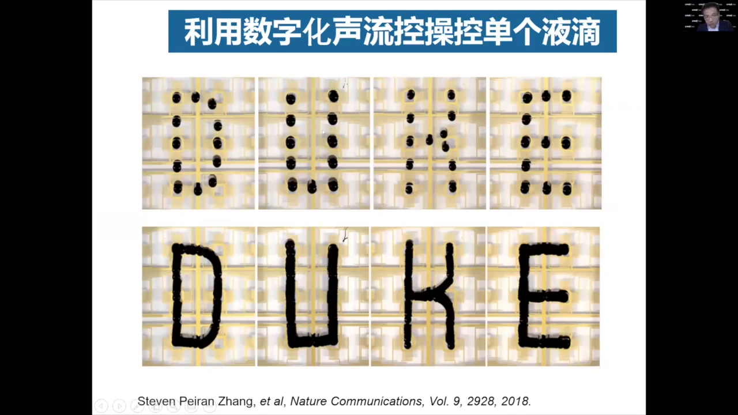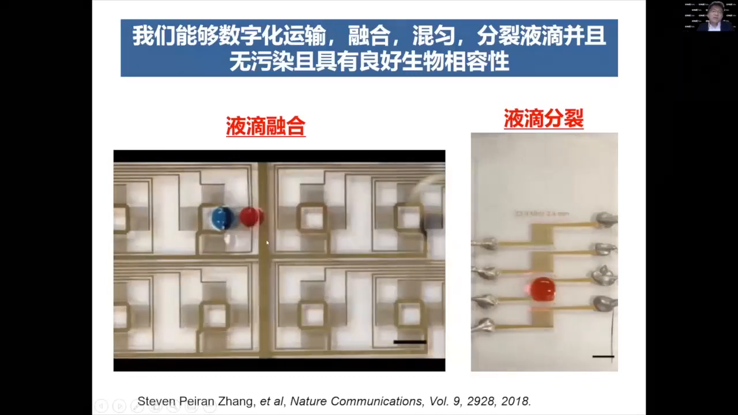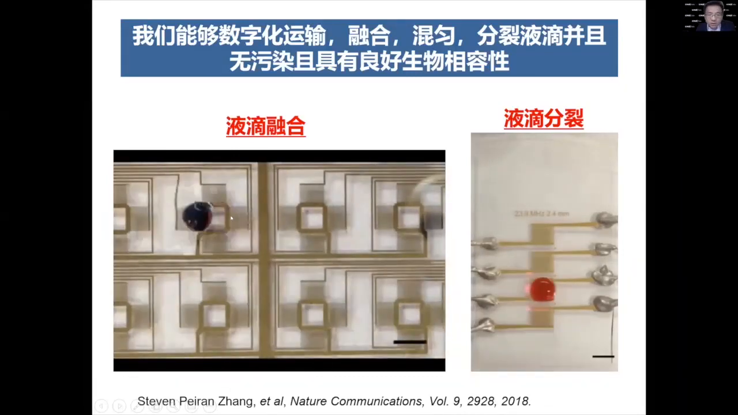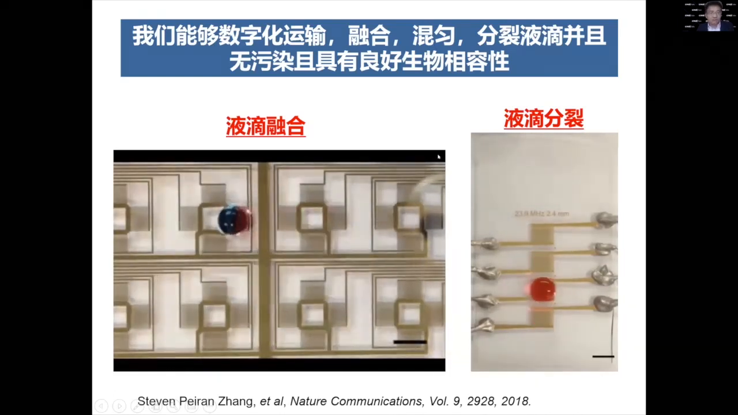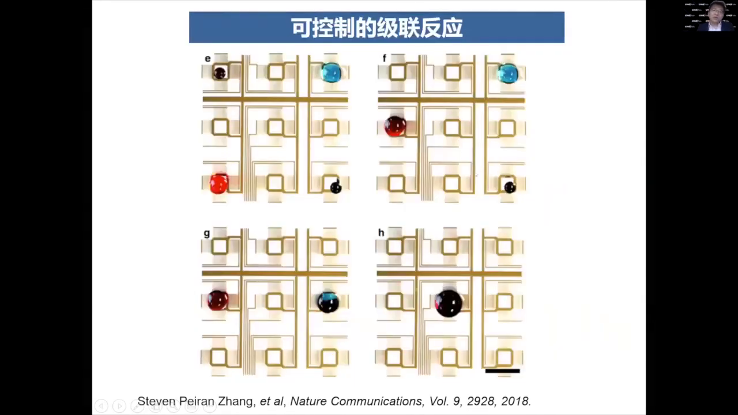We are writing Duke, and each one of the letters is a droplet. We can do droplet merging. We can do droplet splitting. Again, we do it in a contactless manner. We are doing it in a 隔山打牛的办法. And we can also control the reaction.